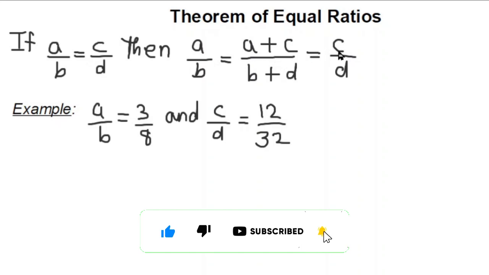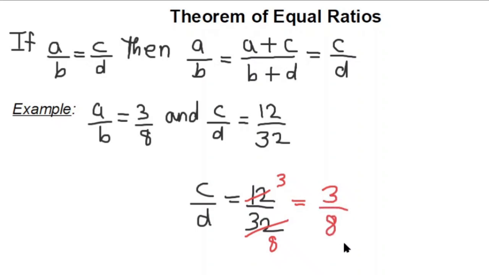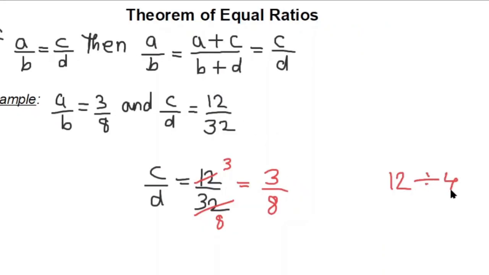Now we will see if this theorem is true or not. A upon B is 3 upon 8. Now C upon D is what? 12 upon 32. You can reduce this fraction. The numerator and denominator, you can divide by which number? 4, right? 4 3s are 12 and 4 8s are 32. So here we get 3 upon 8. Divide both numerator and denominator by a common number: 12 divided by 4 upon 32 divided by 4.